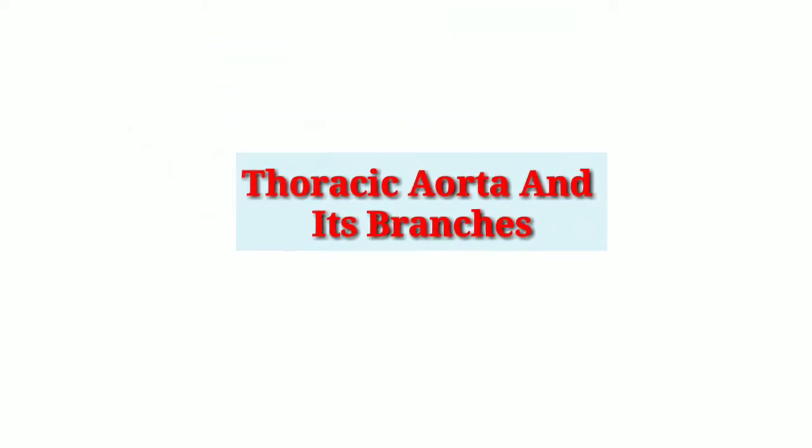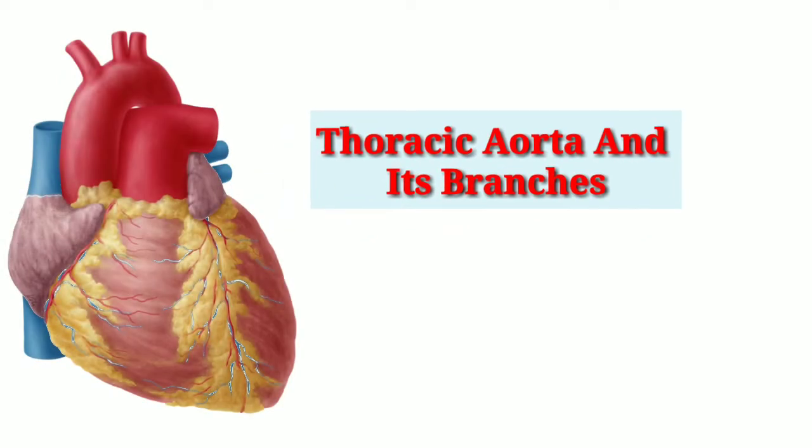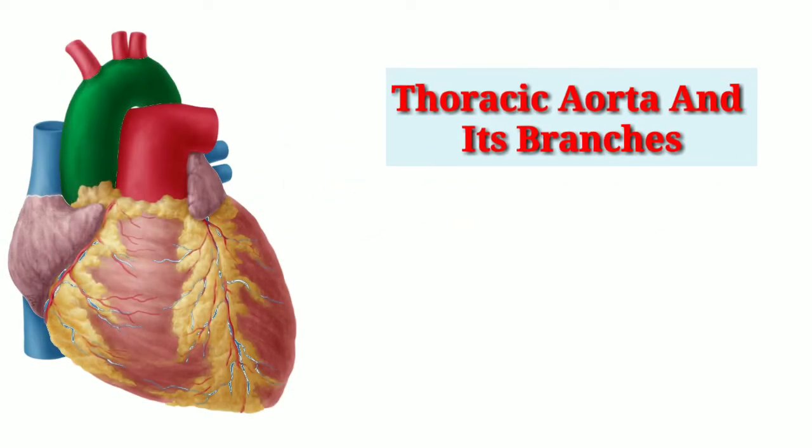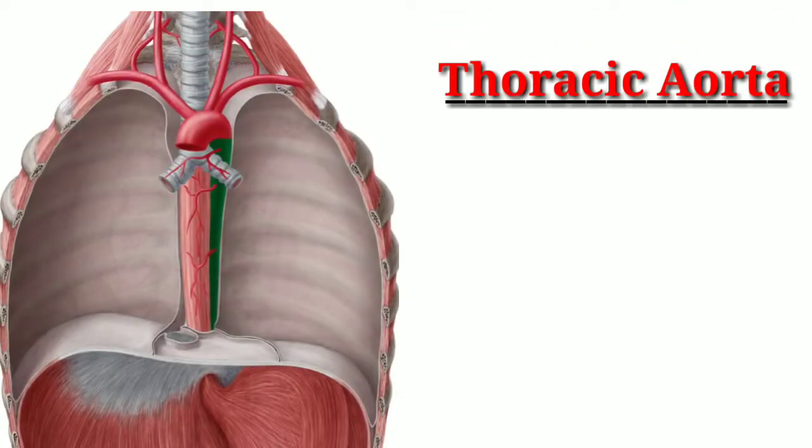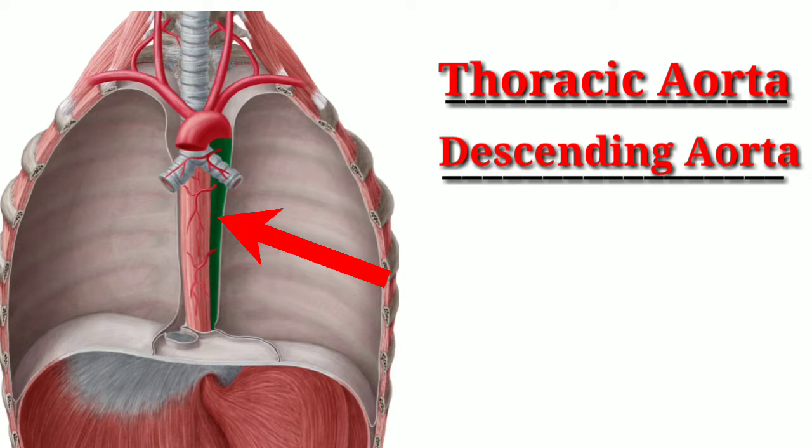In this tutorial we'll describe the thoracic aorta and its branches. The aorta, seen here highlighted in green, is the largest blood vessel in the body, and almost all arteries originate from this vessel or from one of its branches. Our target in this video is a part of the aorta called the thoracic aorta, or descending aorta, and its branches. You can see a very clear view of the thoracic aorta here without any organs in the way.